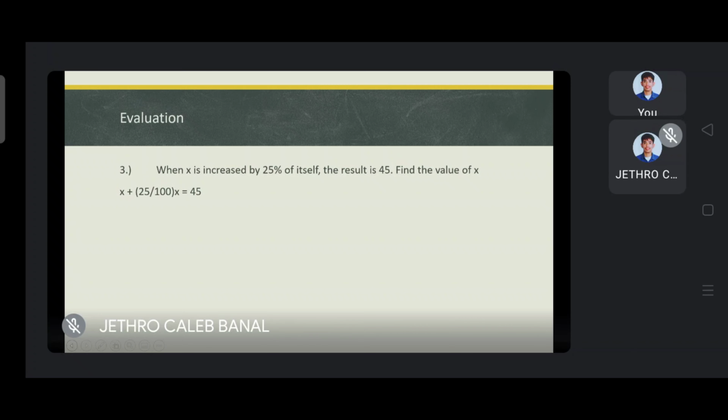Now, kapag pinag-combine natin siya, magiging 125 over 100 times x is equals to 45. Dividing both sides by 125 over 100, the answer will be 36. That is the value of x.